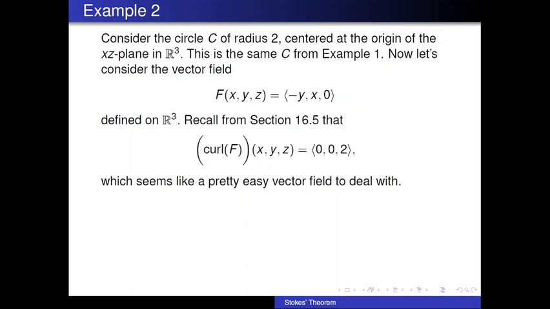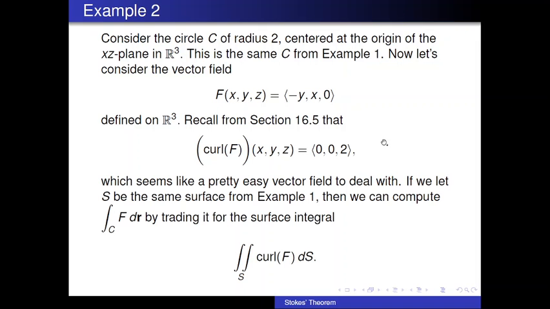So I think in the section about curl, we discussed that the curl of this vector field is a constant vector field that points everywhere in the positive z direction. Okay, and so now that vector field's pretty easy. Even though surface integrals aren't always the nicest thing, the load might be lightened a little bit by having a nice vector field to take a surface integral of. So we are going to trade a line integral of F along C with a surface integral of this easier vector field, curl of F, along the same hemisphere S from the previous example.